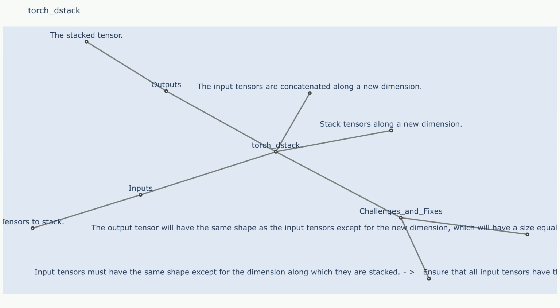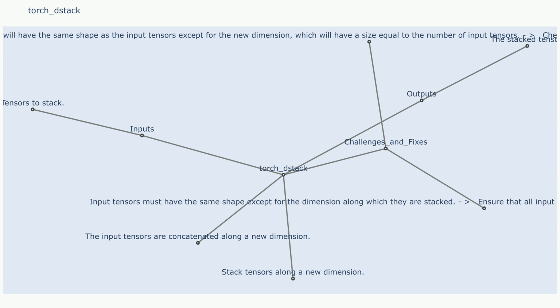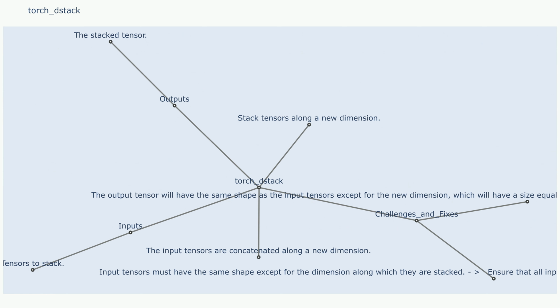Steps. Step 1: The input tensors are checked to make sure that their last dimension has the same size. Step 2: A new tensor is created with the same dimensions as the input tensors, but with one more dimension. Step 3: The input tensors are then stacked along the new dimension.